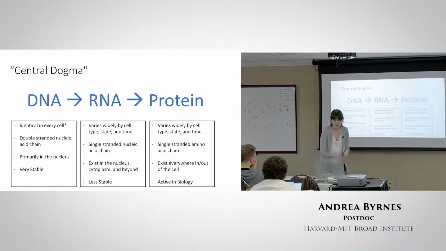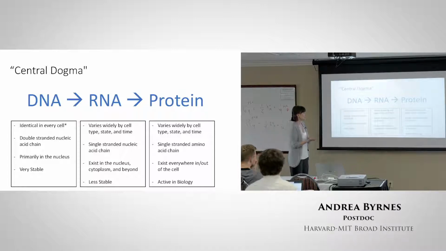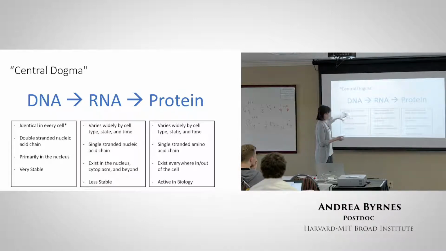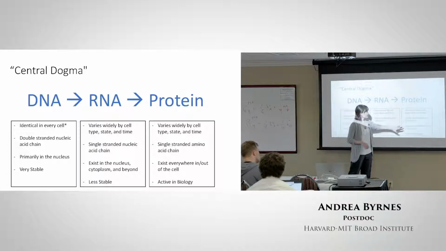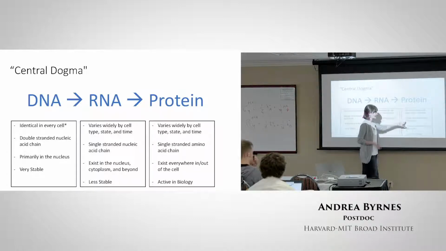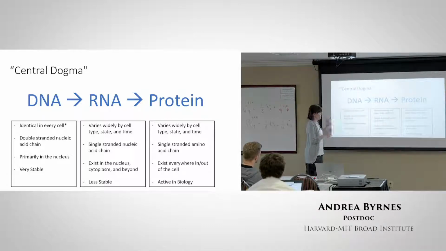Okay, so this leaves us with our central dogma summary. The DNA, as we talked about before, is identical in every cell. These two are not. RNA is highly unstable. It gets degraded pretty quickly. So measuring the messenger RNA at a given time in a cell is very time sensitive. These guys go all over the cell. This single-stranded amino acid chain is fairly stable and acts in all kinds of ways in biology. And so this is the central information processing pipeline by which we're talking about DNA and what it encodes.